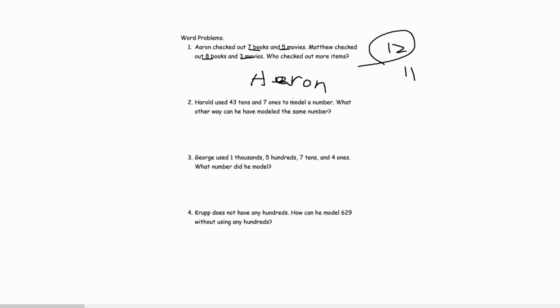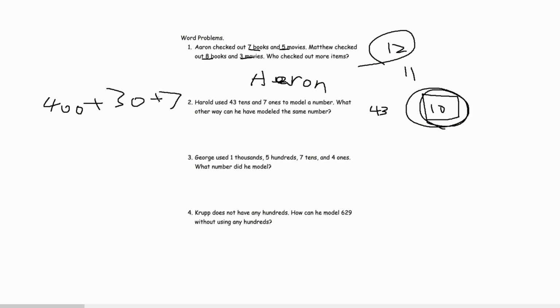Harold used 43 tens and 7 ones to model a number. What other way can he have modeled the same number? So we have 43 tens. So there's 43 of this 10. If there's 3, we know that that's 30. If there's 40, then we know that that's 400. That's basically saying 400 plus 30 plus 7 ones. So another way to say it would be 4 hundreds, 3 tens and 7 ones.